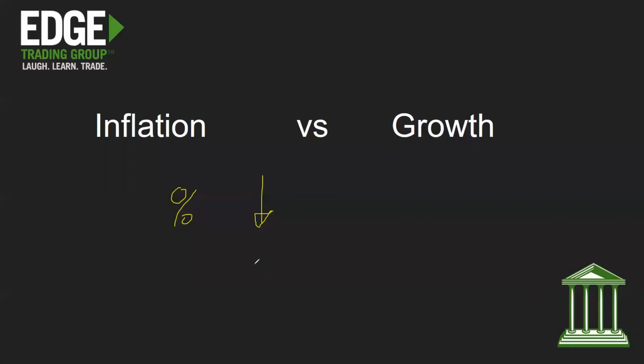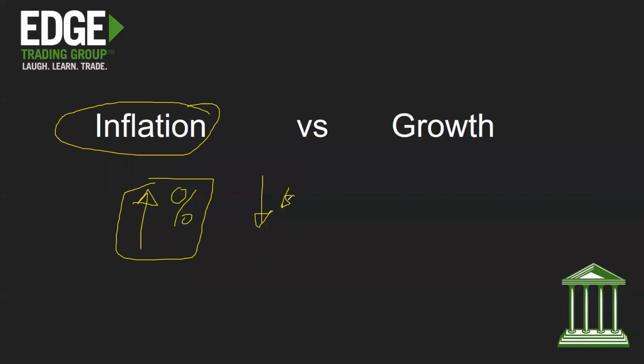And so you fight the too many dollars chasing too few goods and services, or inflation, by creating higher interest rates. Higher interest rates equals less money in the market, in the supply, right? And that's how you fight inflation. That's the Fed's number one mandate.